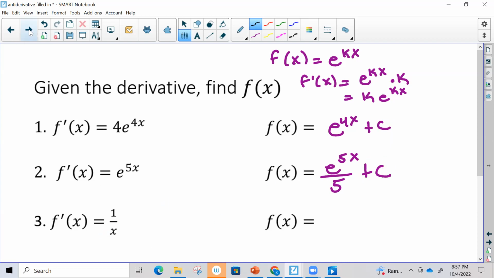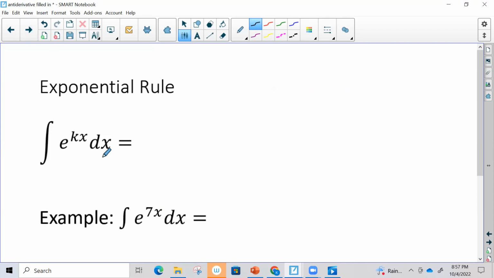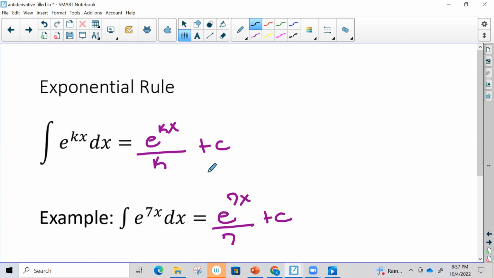So we'll come back to this number 3, but the rule for e to the kx, and these are really the only exponential functions we're going to do in this class, is that it's itself, and then we divide by whatever k is, and then put plus c. So for example, the integral of e to the 7x would be itself over 7 plus c. So you can either think of it as over k, or sometimes I think of it as over the derivative of the exponent, which is 7. So that's the rule for the exponential.